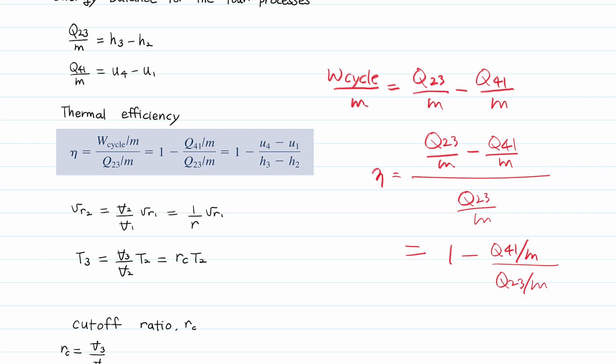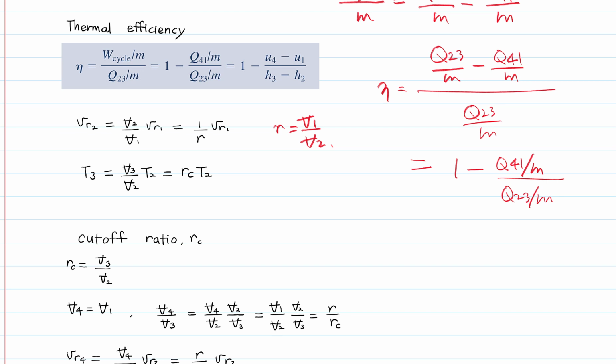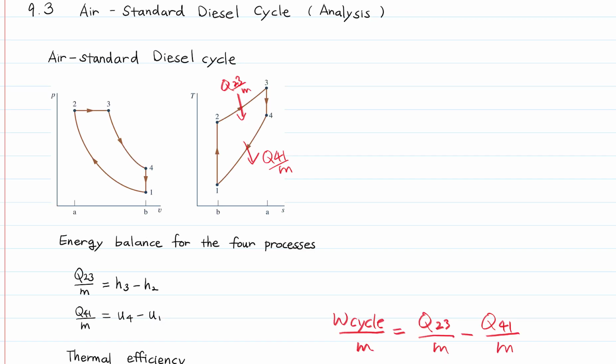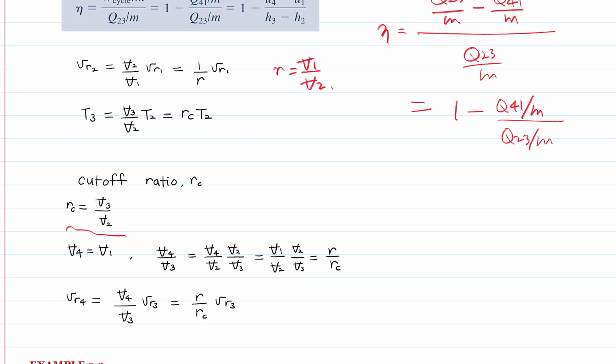The compression ratio r is V1 over V2. The diesel cycle is characterized by a new quantity called the cutoff ratio. We define the cutoff ratio, r sub c, as V3 divided by V2. So V3 is the volume here, V2 is the volume here. It is the ratio of the volume after and before the combustion process. The properties of the states can be calculated with the cutoff ratio.